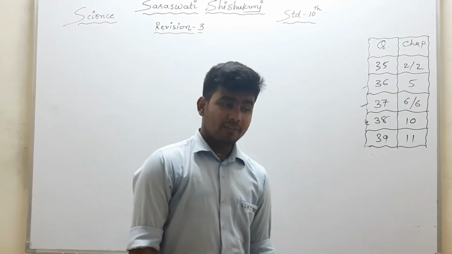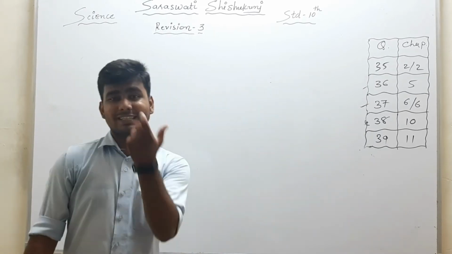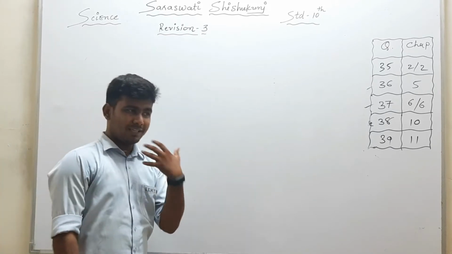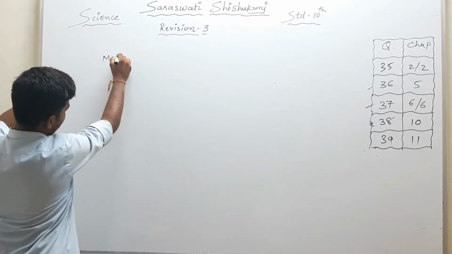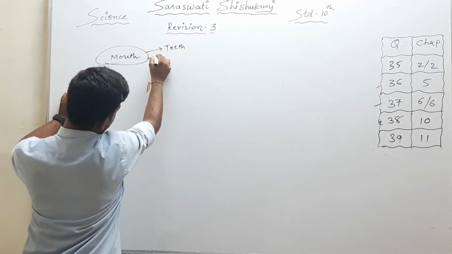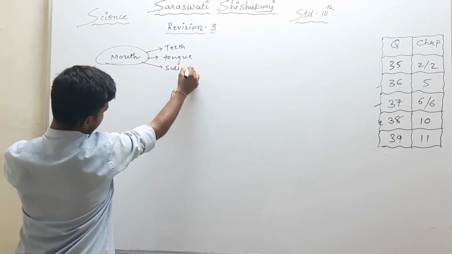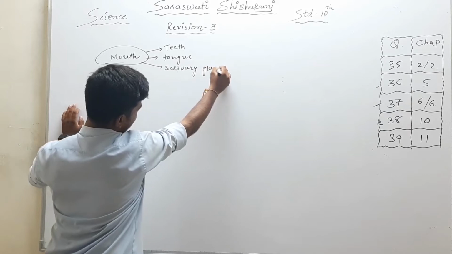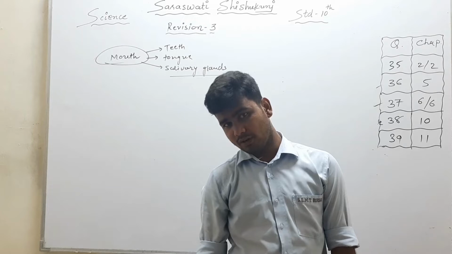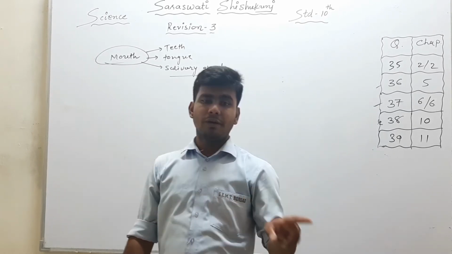Now the important one, digestion in human beings. As we know, digestion in human beings starts from the mouth. We enter food through the mouth. In the mouth there will be teeth, tongue, and salivary glands. These salivary glands secrete saliva. In that saliva there will be amylase enzyme, which converts the starch of our food into maltose.